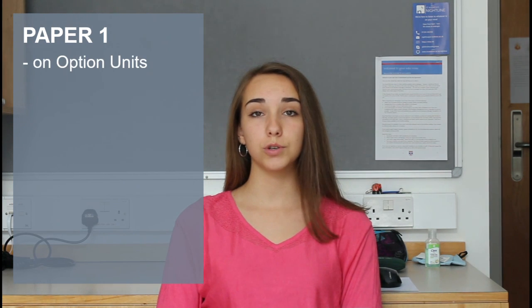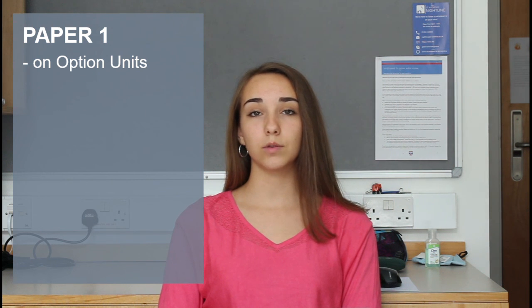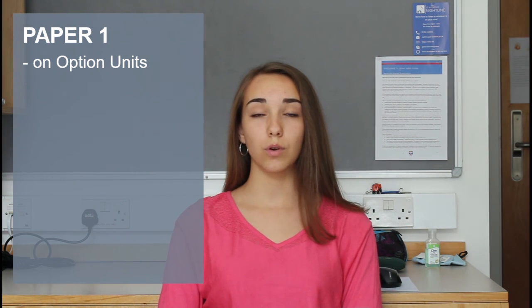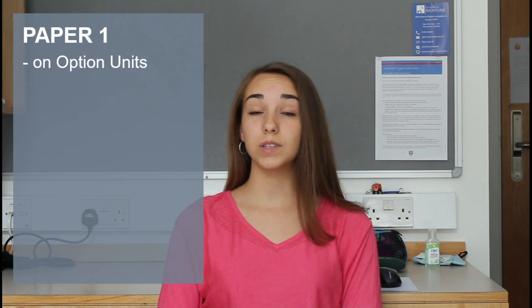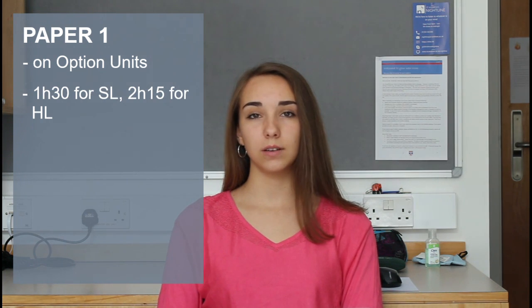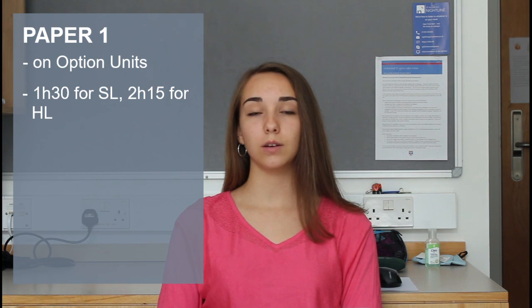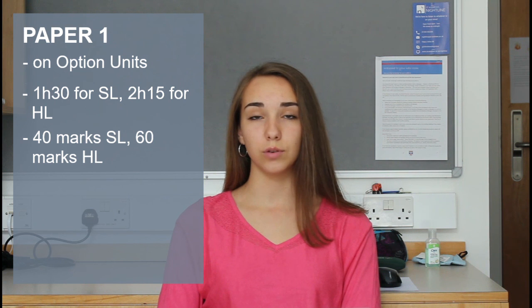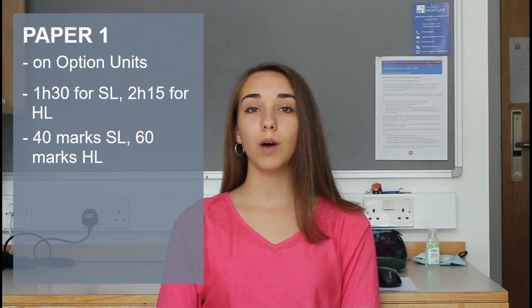Paper 1 is on the geographic themes. That will be your options. Which options you will study depends on whether you are a standard-level student or a high-level student, and it also just depends on your school and on your teacher. Paper 1 is 1 hour 30 for standard-level students and 2 hours 15 for high-level students. There is a total of 40 marks available for standard-level students and 60 marks available for high-level students.